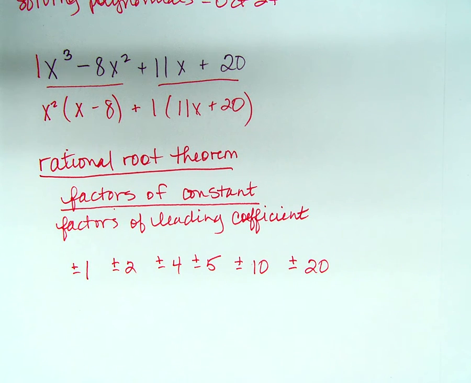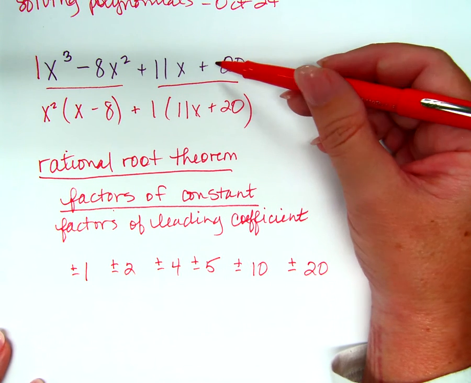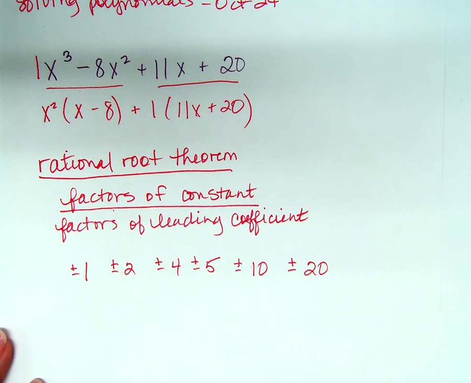Now, is that true every time, or if it's only a positive number? What if it was negative 20? Would I still have to write the positives and the negatives?